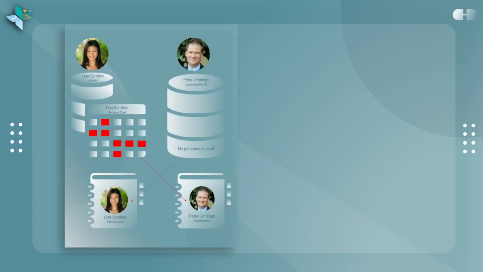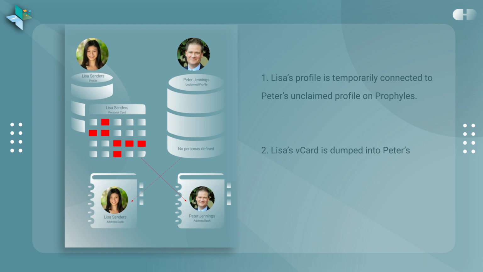Now, here's what just happened. Firstly, Lisa's profile is now temporarily connected to Peter's unclaimed profile in Prophyles. If and when Peter claims his profile, then that temporary connection can become permanent. Secondly, Lisa's digital card is dumped into Peter's address book, and Peter's V card from his unclaimed profile can be dumped into Lisa's address book. So there's still an exchange going on here where they both get each other's information, but it lacks the richness and functionalities of Prophyles.